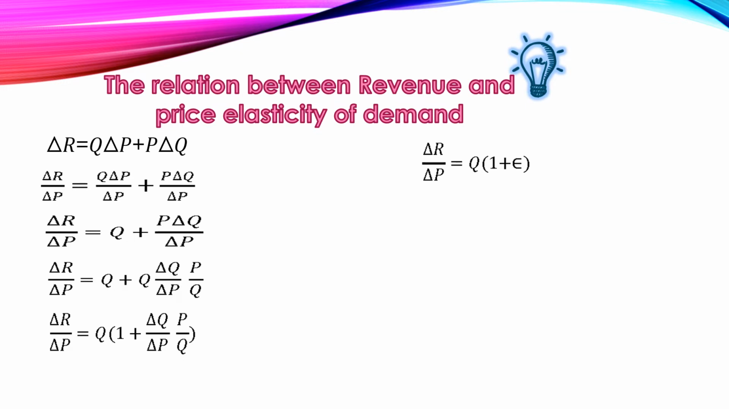The sign of elasticity is negative. So change in revenue over change in price equals quantity multiplied by 1 minus elasticity. So the final impact of the change in price on total revenue depends on the value of the price elasticity of demand.